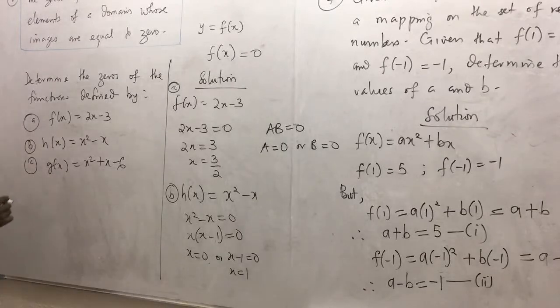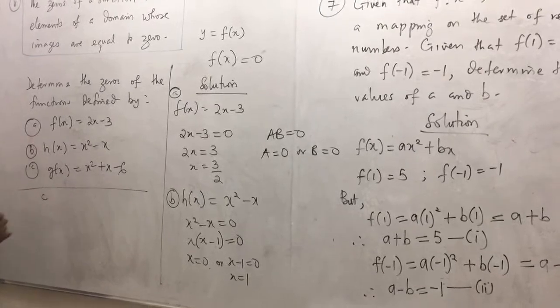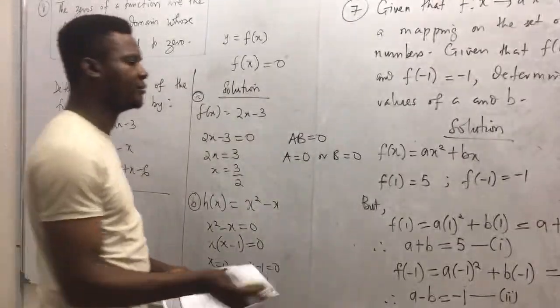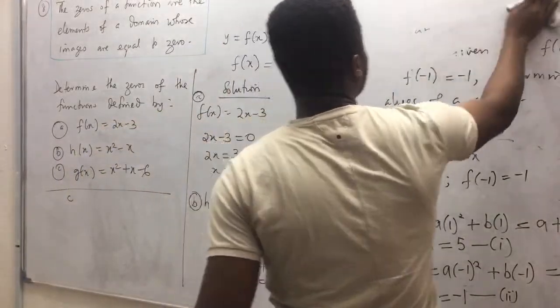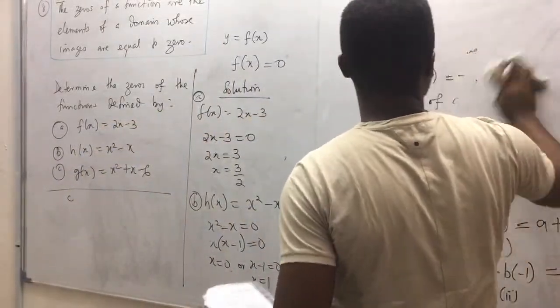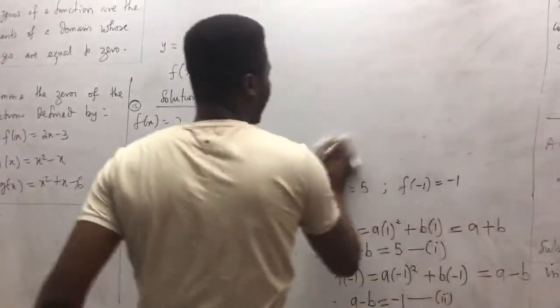Now, finally, for this particular problem, let us obtain the zeros of C. So I'm going to bring this over here. Let me bring this last problem under question 8 over here.